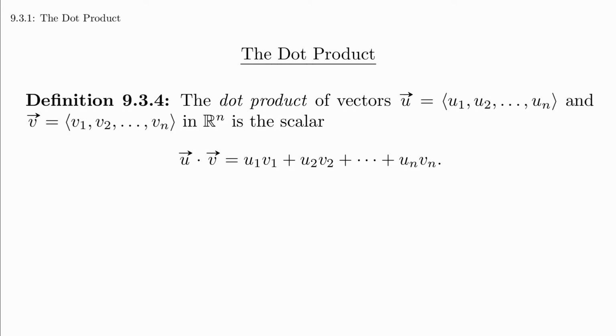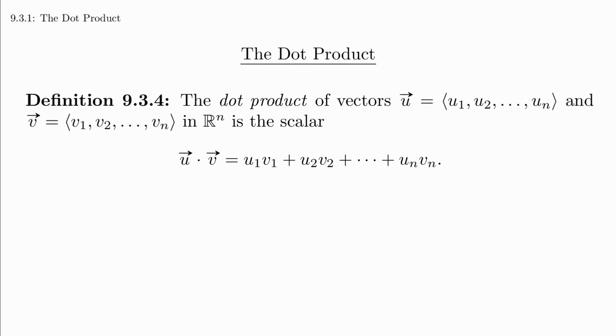It turns out that there are several ways to define multiplication between vectors. In this section, we're going to discuss the dot product. We'll begin with the definition. Definition: the dot product of the vectors u and v in Rn is a scalar quantity u dot v, equal to u1v1 plus u2v2 plus ... plus unvn.